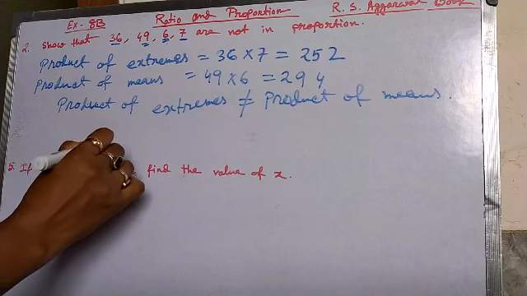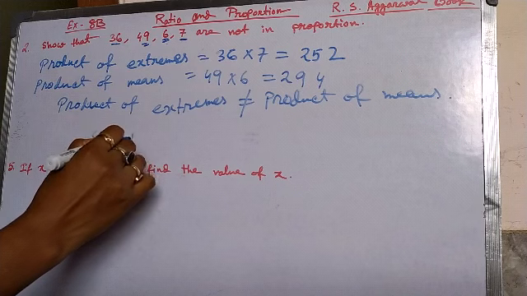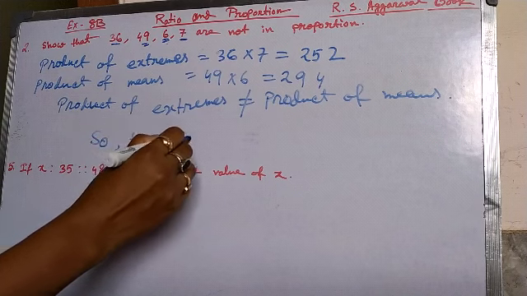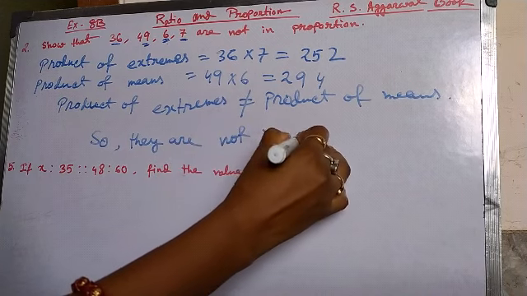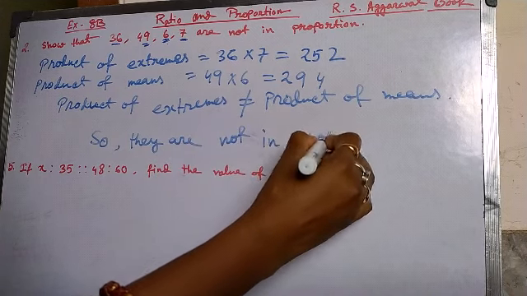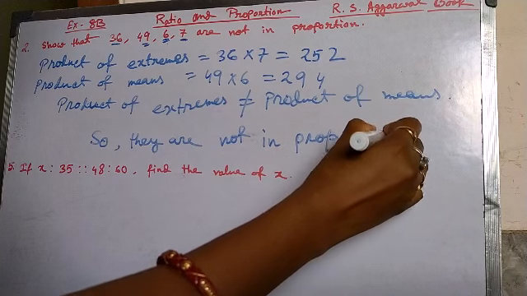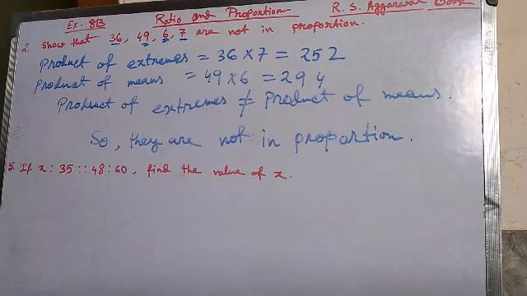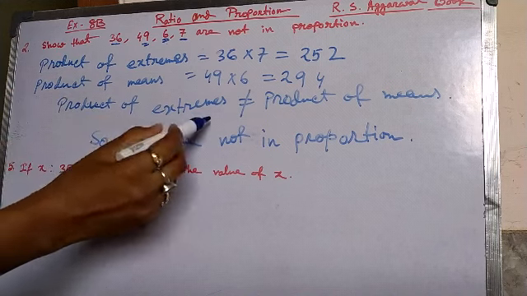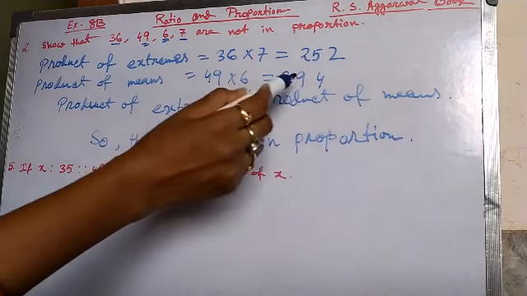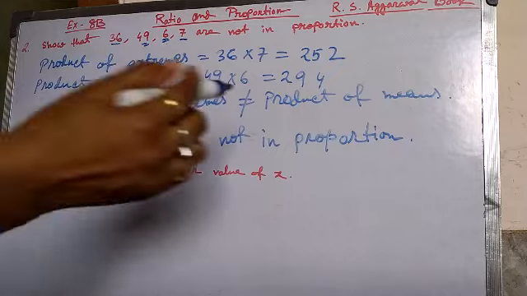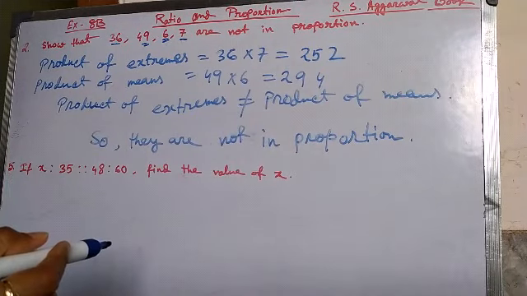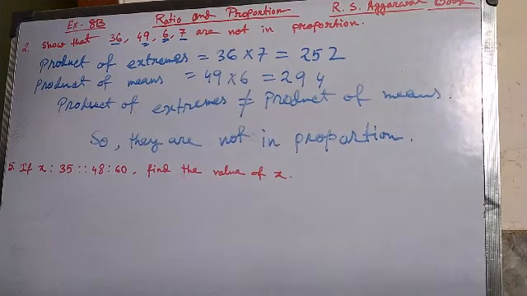So they are not in proportion. If here product of extremes were equal to product of means, then we could say that the four numbers are in proportion. But here both are different, so these are not in proportion.